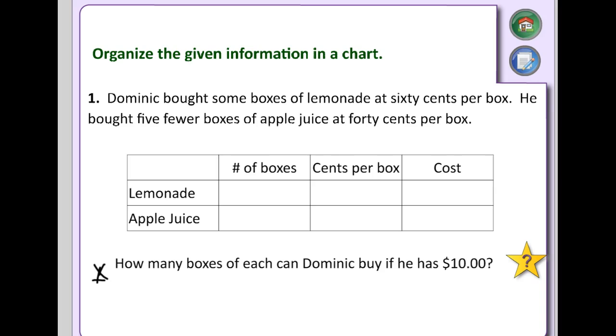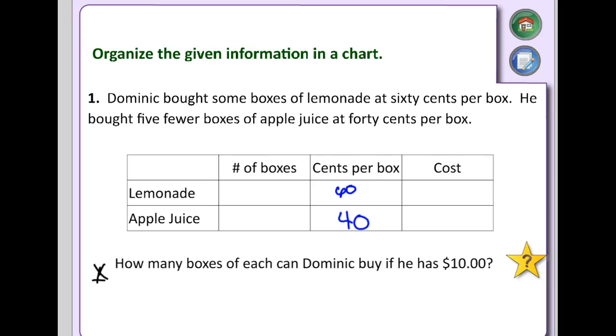Well, when I go through here, the chart's already drawn and labeled for you. So let's figure out, what do we know? Just by reading that problem, what information do we know already? That's right. They told me how much each box costs. So we know that lemonade costs 60 cents a box, and we can figure out that apple juice costs 40 cents a box. So that's what we know just by reading the problem.